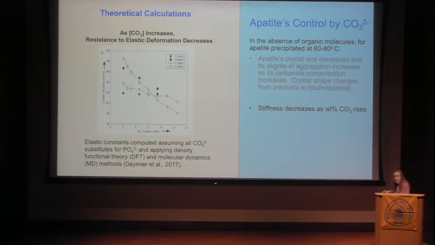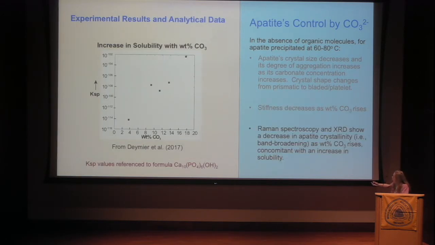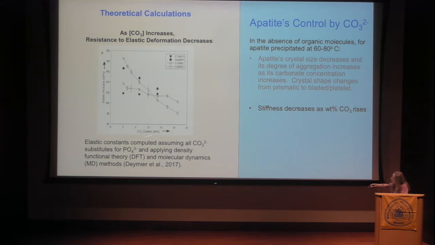Then looking into the mechanical properties of the apatite as a function of carbonate substitution, our colleagues pursued this through theoretical calculations. They assumed that all of the carbonate was replacing phosphate, and so you have here an increase in elastic constant, and here we have an increase in the carbonate concentration. And so what you see here is this increase in carbonate lowers the resistance to elastic deformation. In other words, the stiffness decreases as the weight% of the carbonate rises.